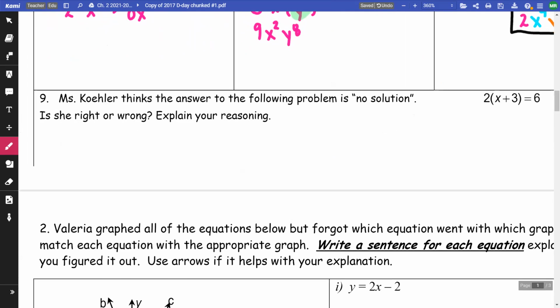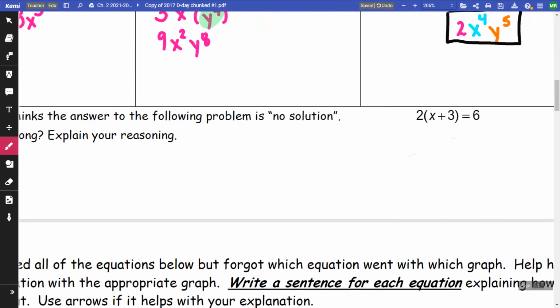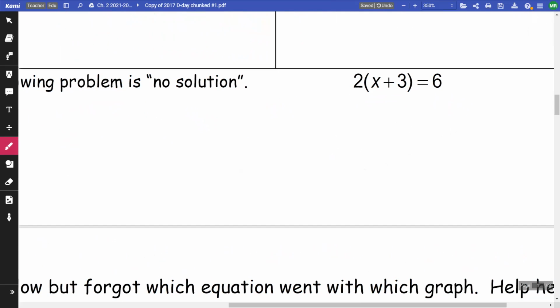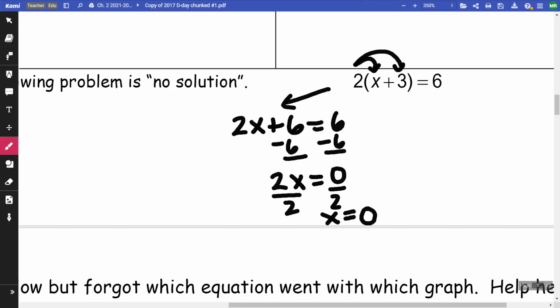So on this one, it says, Ms. Kolar thinks the answer to the following problem is no solution. Is she right or wrong? Explain your reasoning. Okay, so you can do this a couple of ways. You could distribute and get 2x plus 6. So distributing the 2 to each of these is equal to 6, minus 6 from both sides. And we get 2x is equal to 0. Divide both sides by 2. And 0 divided by 2 is 0, not undefined. So she's wrong. Answer is 0.